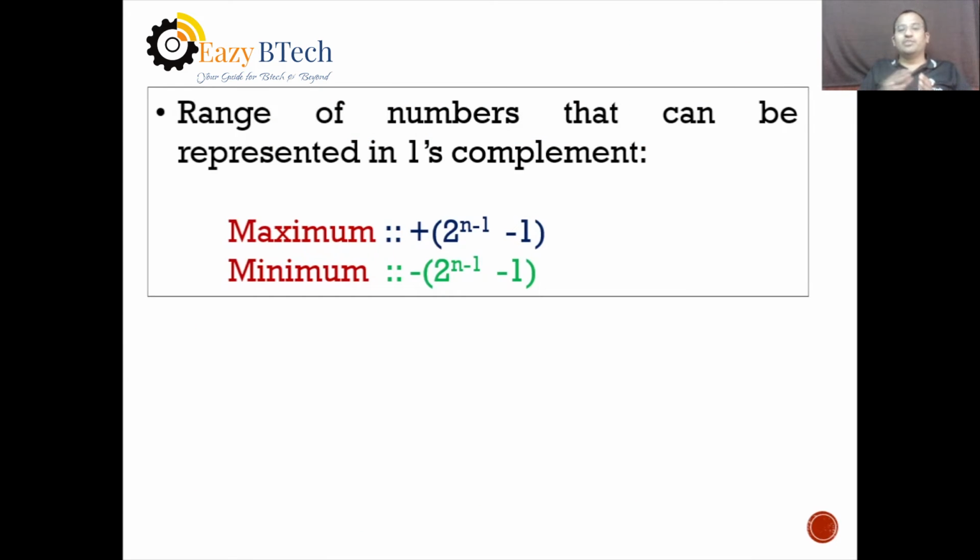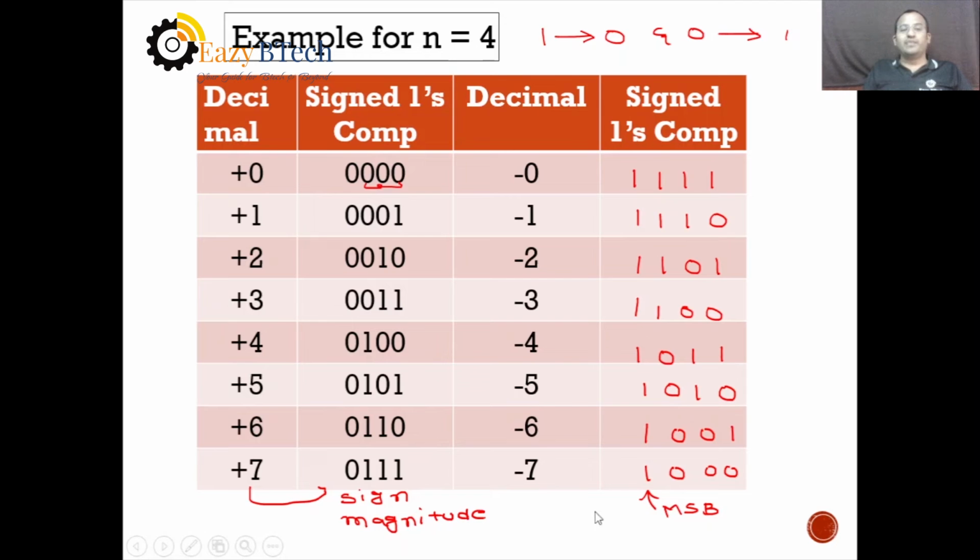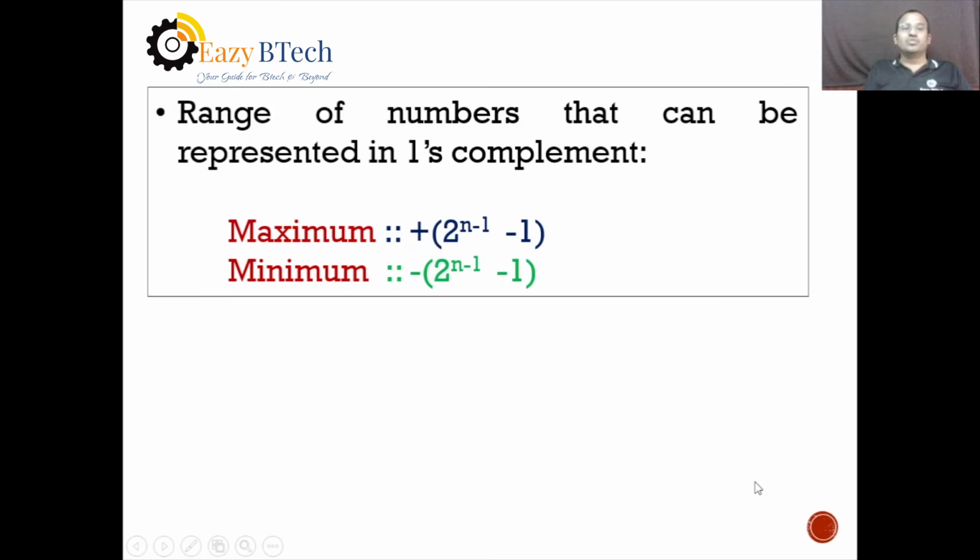Now the range of numbers. Here we have considered 4 bits. For 4 bits, the maximum positive number is plus 7 and the maximum negative number that we have represented is minus 7. So the range of numbers that we can represent with 1's complement has the maximum number plus 2 power n minus 1.